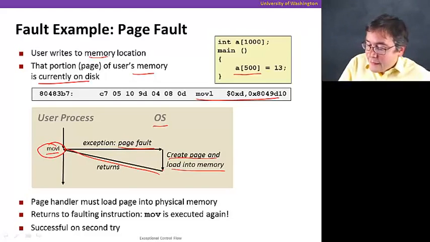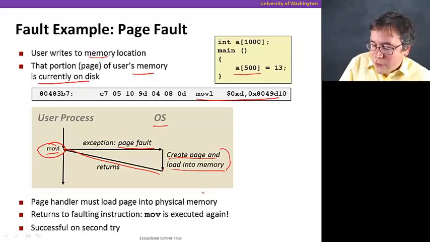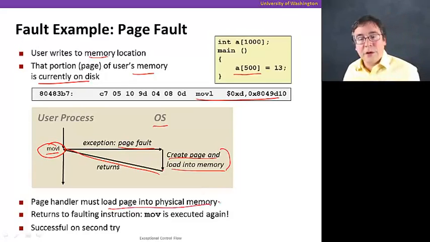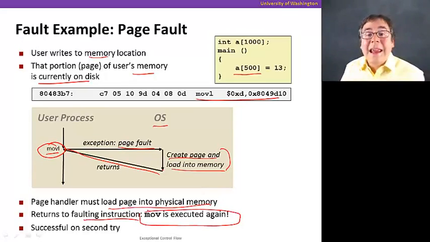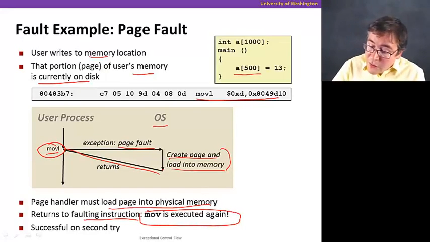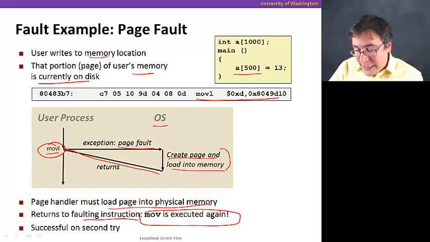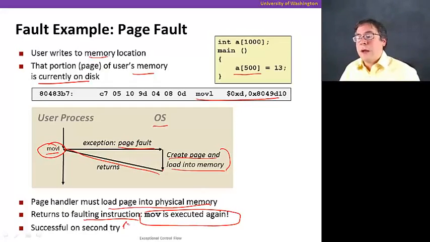In this case, the page fault handler executed by the operating system loads the page into physical memory and returns to the faulting instruction. So the move has to be executed again, and hopefully the second time is going to be successful, if it could map the page.